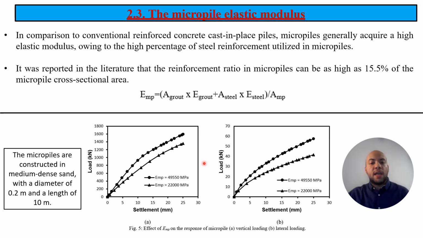In these figures, you can observe that if you model two micropiles, the first with maybe a 1% reinforcement ratio and the second with a reinforcement ratio of 15%, which is already stated and reported in the literature, you will find that in the load displacement response, whether you are loading the micropile in the vertical or lateral direction, the micropile with the higher elastic modulus will give you a better capacity and better performance. So use the right micropile modulus in order to give you the best results in Plaxis.